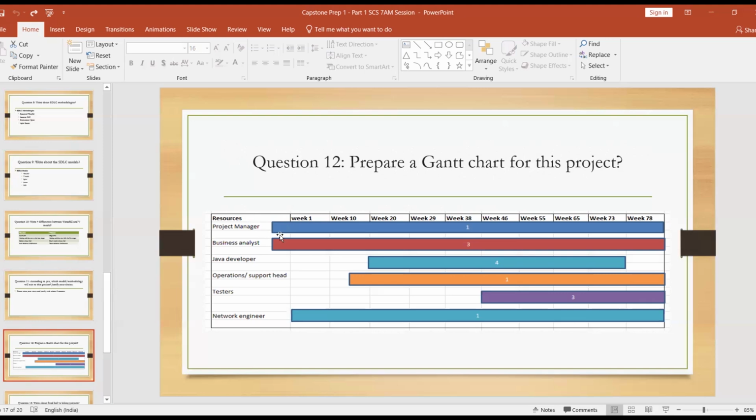So let us try to understand what a Gantt chart is. A Gantt chart is a bar chart, a pictorial representation tool that outlines the timeline of a project, showing the start dates and end dates, and the resources who are involved in the project, and how long they exist in the project, from the start to the end. Everything is explained in detail by visual representation. In a similar way, you have to prepare your Gantt chart for the particular case study given to you.